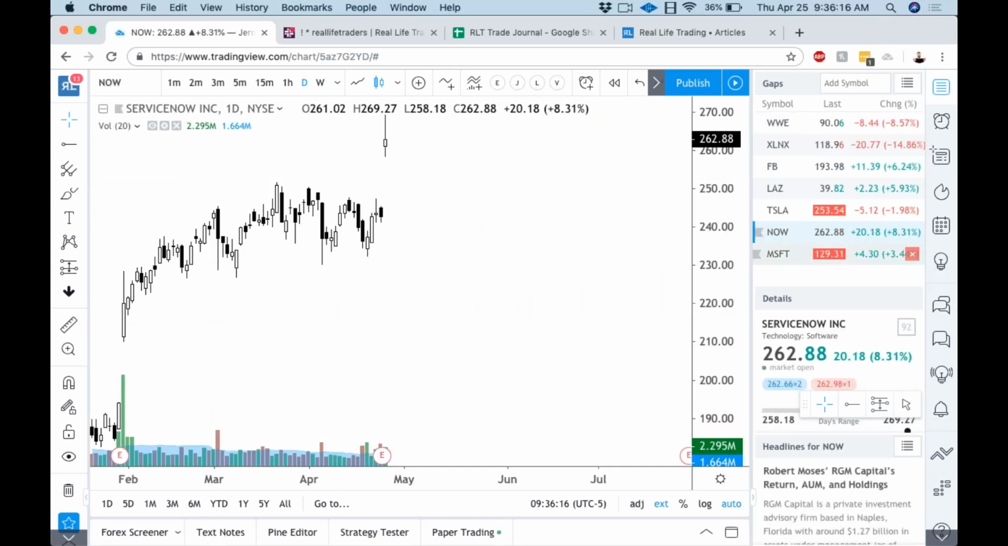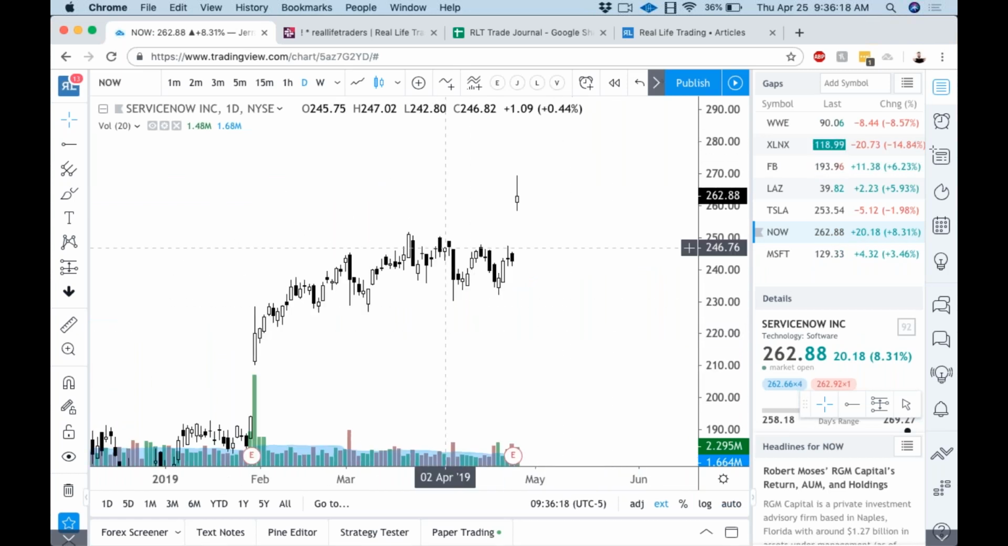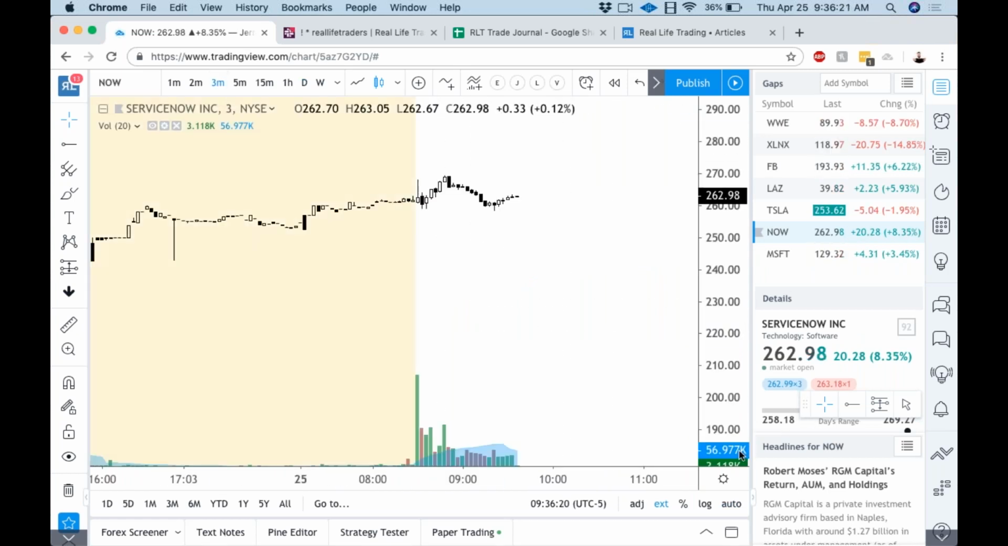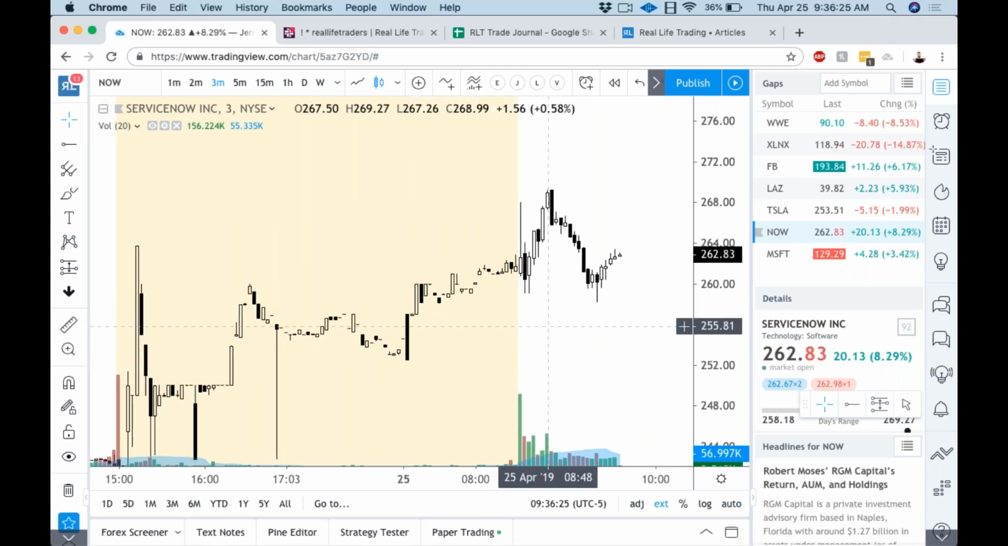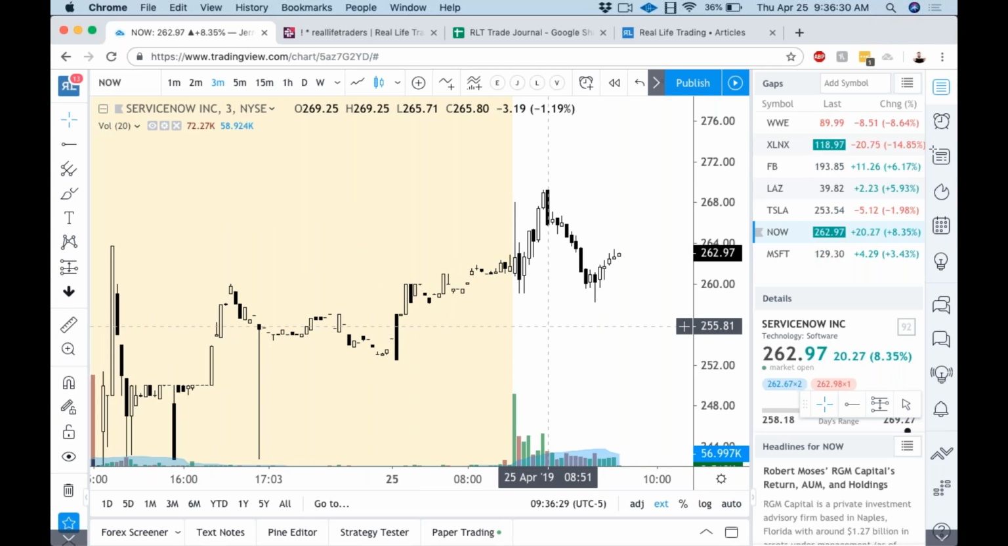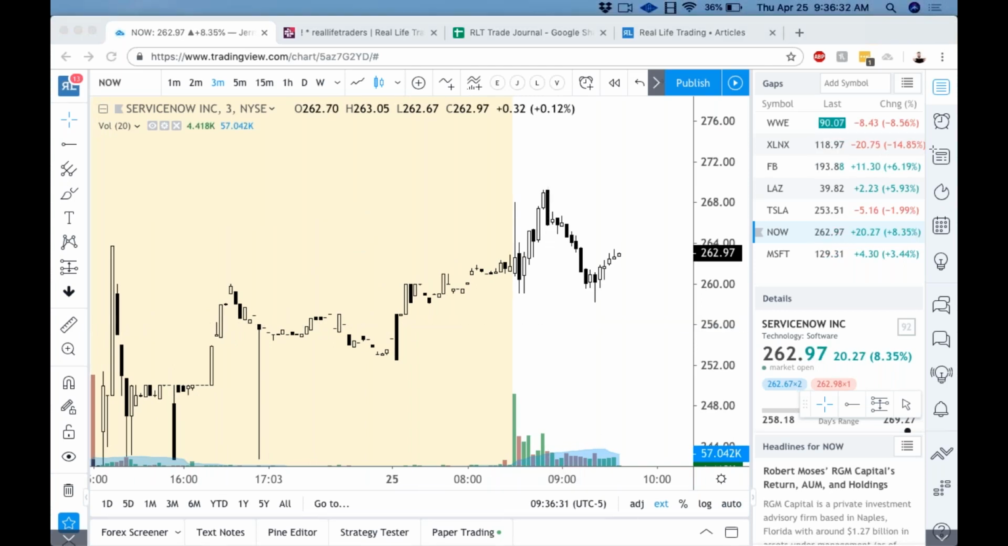ServiceNow, ticker symbol NOW, and go look at a 3-minute chart. So ServiceNow on a 3-minute chart, this is what's really interesting about this particular trade. There's a lot of goodness here. So if we're going to analyze this 3-minute chart, there's a lot to take in here.